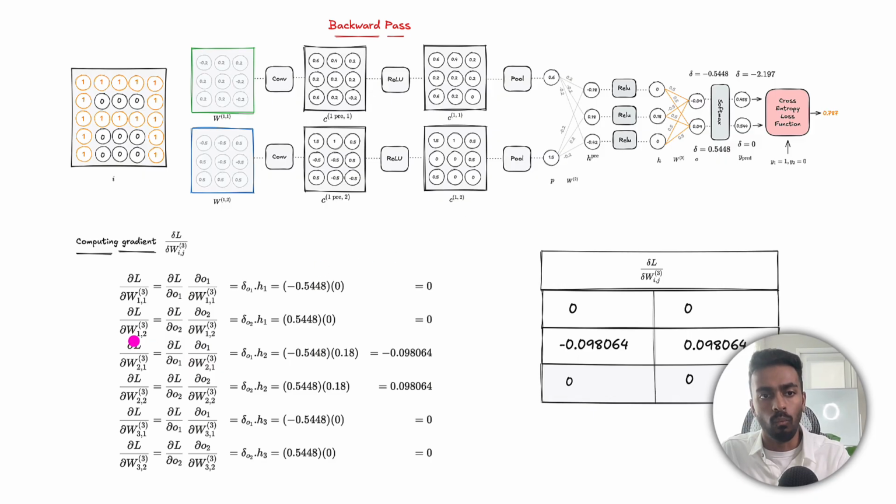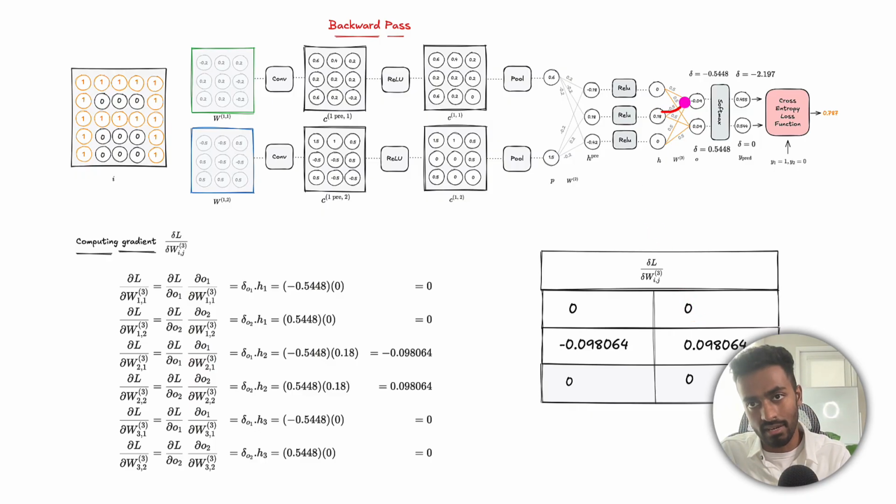Now for 1, 2, that's this weight over here. It's the gradient. That's how does this weight affect the loss? It's how this weight affects this specific output neuron times how this neuron affects the loss. We already have that latter value. We already computed it as 0.5448. And the former value, how this weight affects this neuron, is just the value of this input, which is again 0. And we write it in our table here.